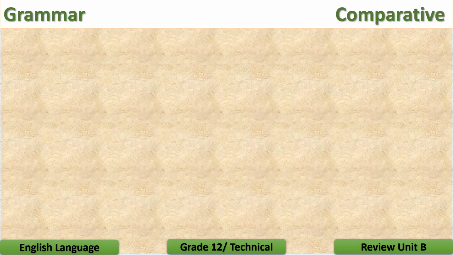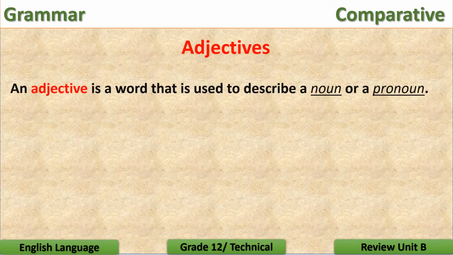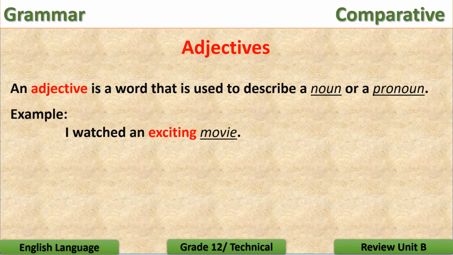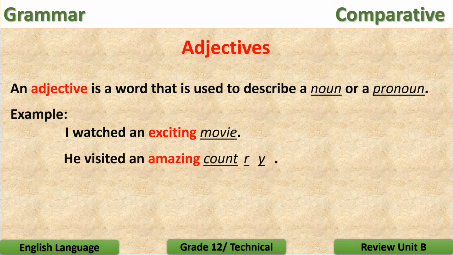Dear students, let's now talk about adjectives. An adjective is a word that is used to describe a noun or a pronoun, like in the following examples. I watched a movie. Now let's describe the movie by saying an exciting movie. Another example, he visited a country. Describe it more by saying an amazing country.